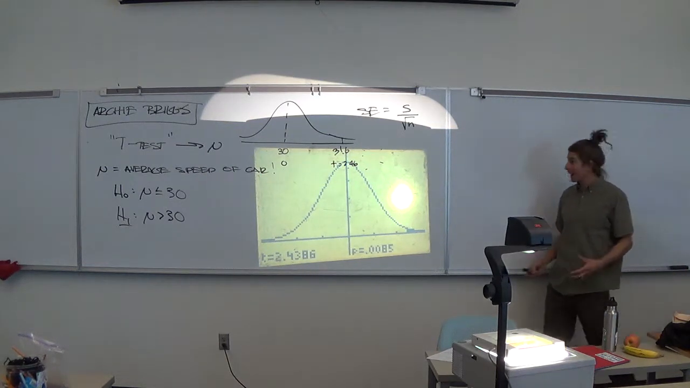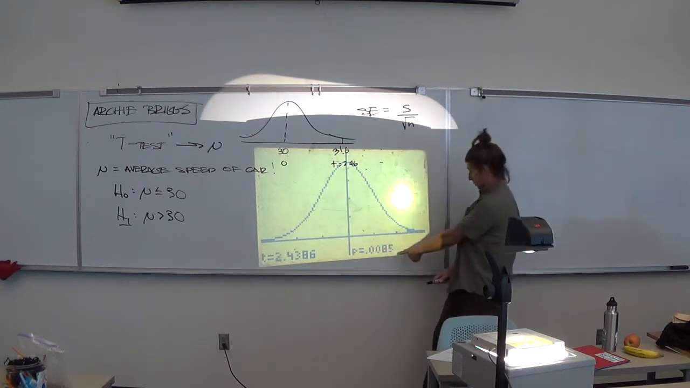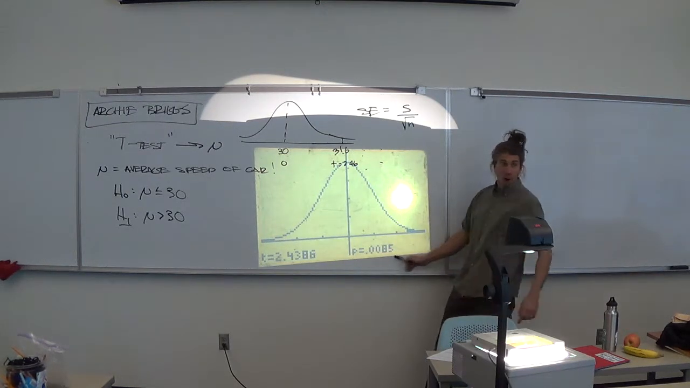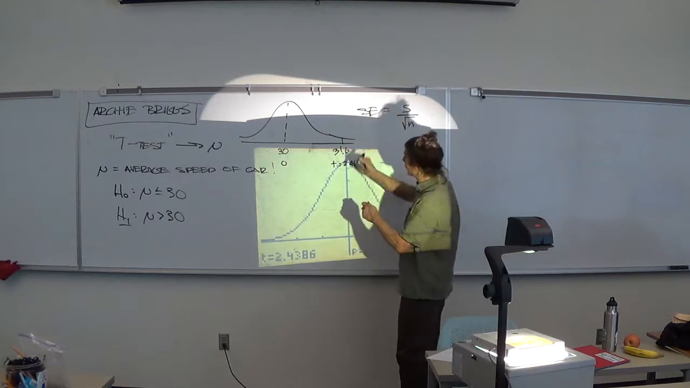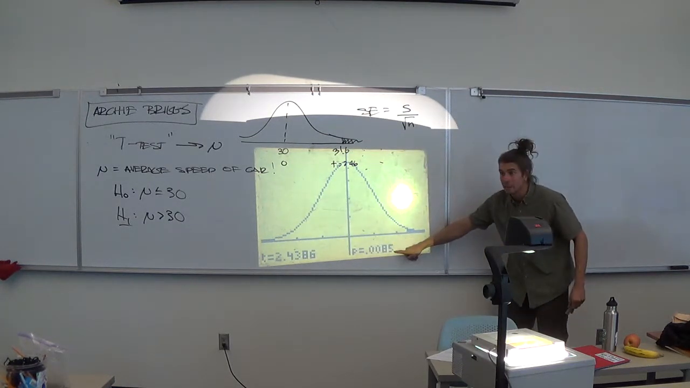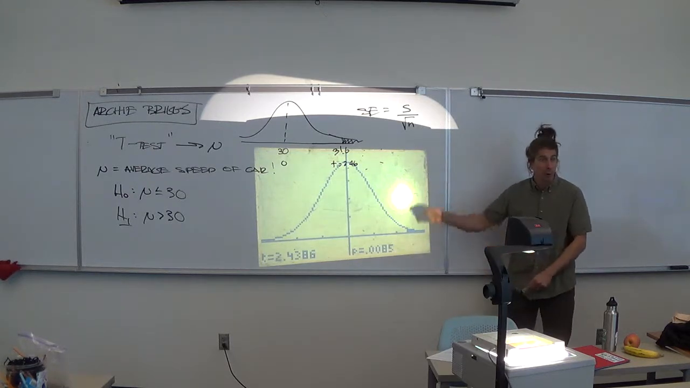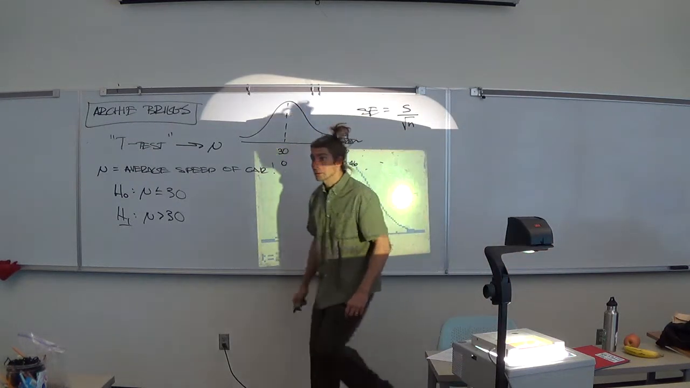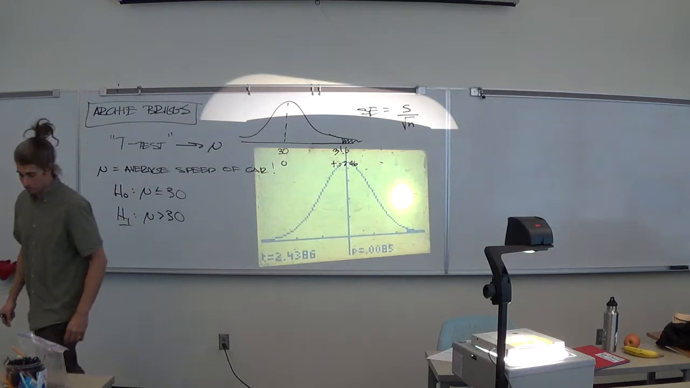So that's why this is so far out. That's why our p-value is so small. There's not much area left. That's the area that's left. Only less than 1%. So that's number 8, 0.0085. Yes. So how about number 9?